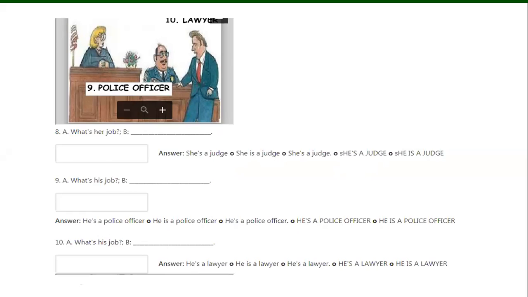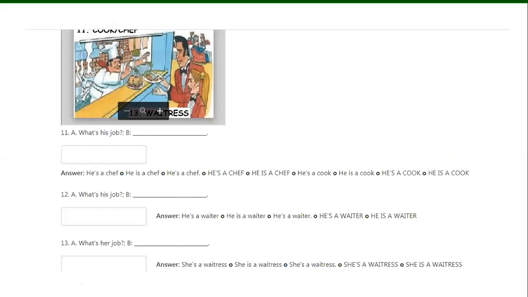What's his job? He's a lawyer. Or he is a lawyer, the full form. And again, you have contracted form with a dot, contracted form, all capitals, contracted form with no dots. 11, what's his job? You can say he's a chef or he is a chef. And all the possible ways like here, with dot, capitals, with contraction, all of them with no contraction, the full form. And even though you can say he's a cook because they are synonyms, chef and cook are the same profession. So you can say he is a chef or he is a cook, right? So in both cases, you're right.